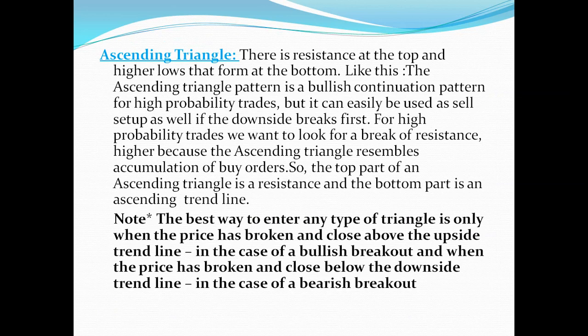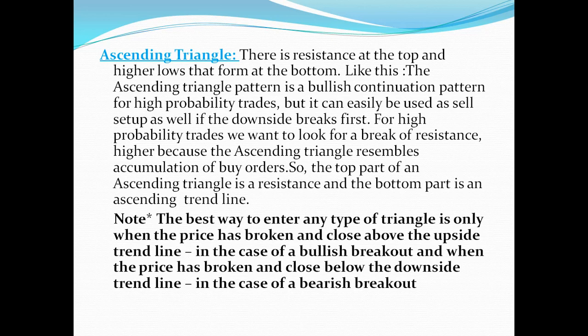The ascending triangle pattern is a bullish continuation pattern, please remember, and a high probability trade, but it can easily be used for a sell setup as well if the downside breaks first. So you have to see in which direction it is going. For high probability trades we want to look for a breakout above resistance. Once it breaks the resistance, it will go upwards.